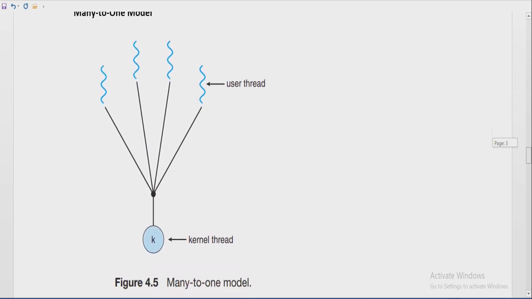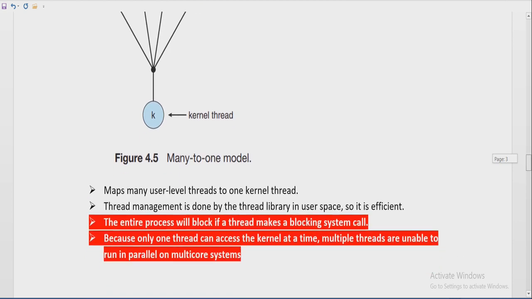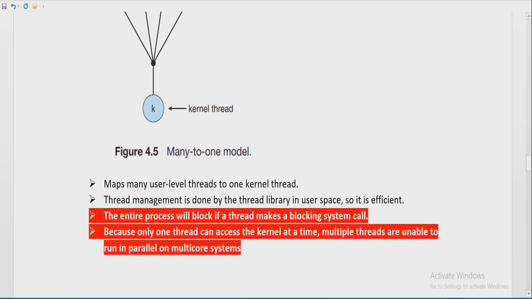In the diagram you can see here, the top represents the user threads. There are four user threads and they are mapped into one single kernel thread. The circle at the bottom represents the kernel thread. So many user threads, that is multiple user threads, are mapped into one single kernel thread. It maps many user level threads to one kernel thread.